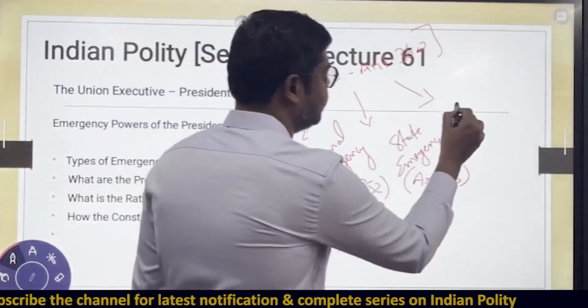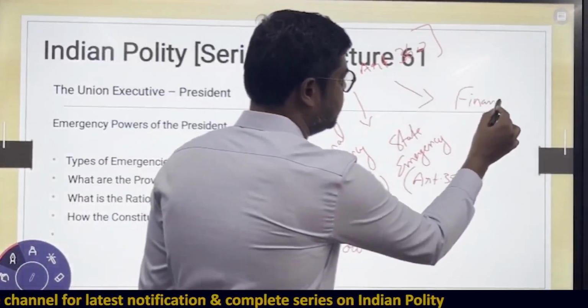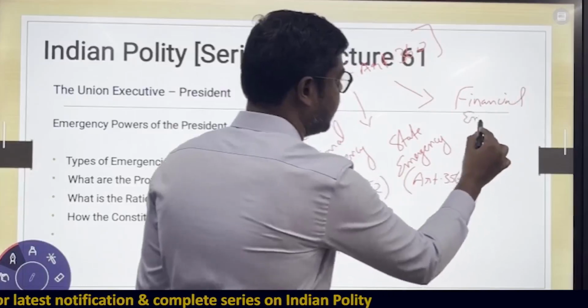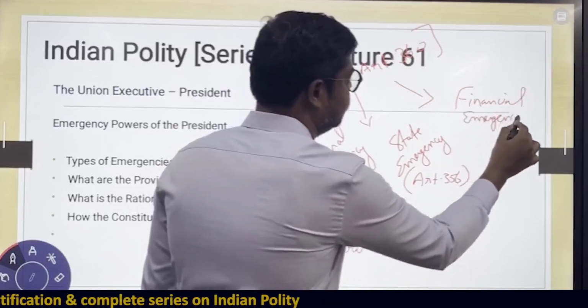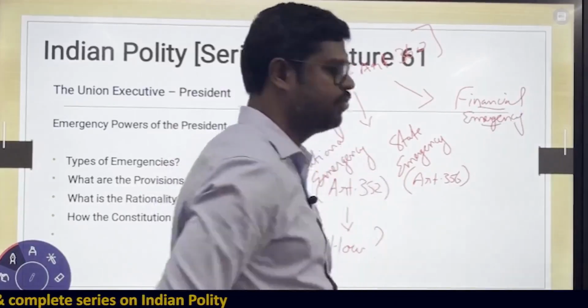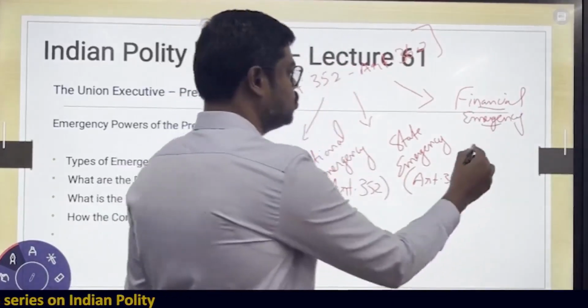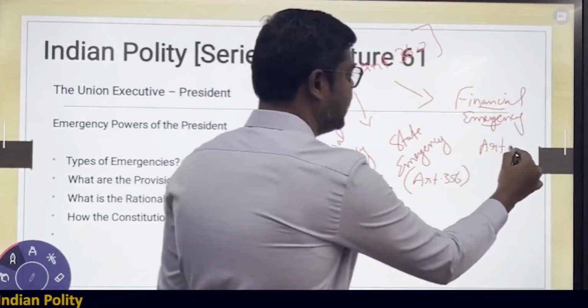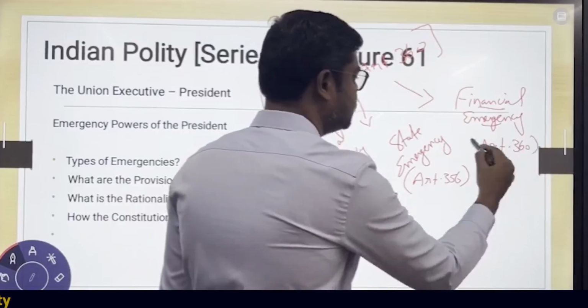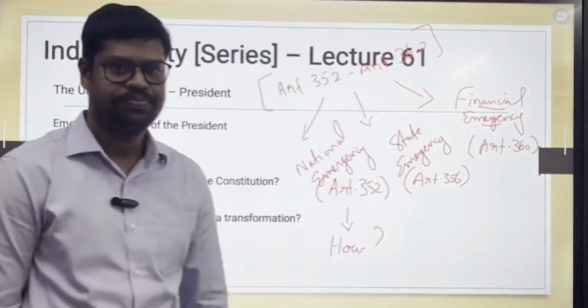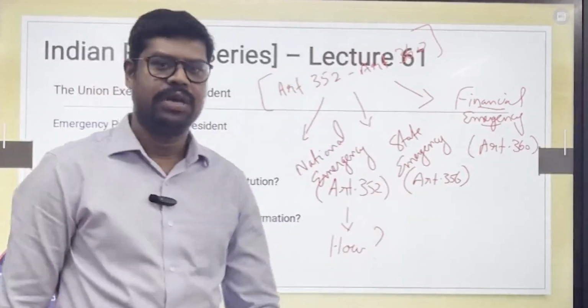And then the third type of emergency is the financial emergency, given under Article 360 of the Constitution. You can also put in the comment box if you know how many times this power has been invoked by the President of India under the Constitution. I am going to discuss all those things a little later.